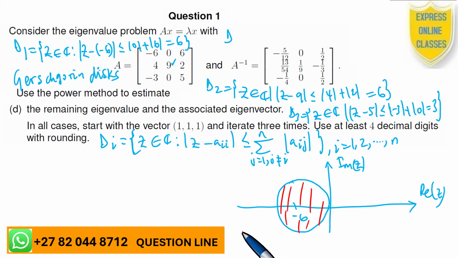Now, there are other disks like disk 2, because there are 1, 2, 3 main diagonal entries. So we have, for instance, disk 3, which is going to be centered at 5 with a radius of 3 units. So 5 minus 3 gives 2, and 5 plus 3 gives 8.